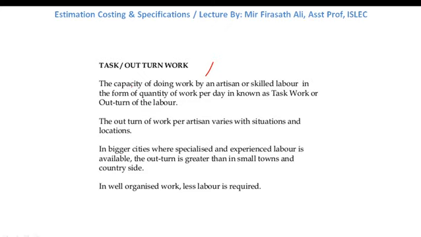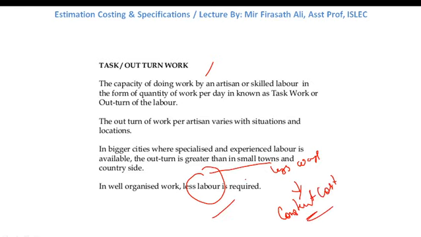When work is organized, less labor is required. If our work is very well organized, in the sense that we properly schedule it and efficiently use our labor, then less labor is required. If less labor is required, automatically less wages are paid, which decreases the construction cost. I hope you have understood this. So in the next class we will solve an example on this analysis of rates. Thank you.